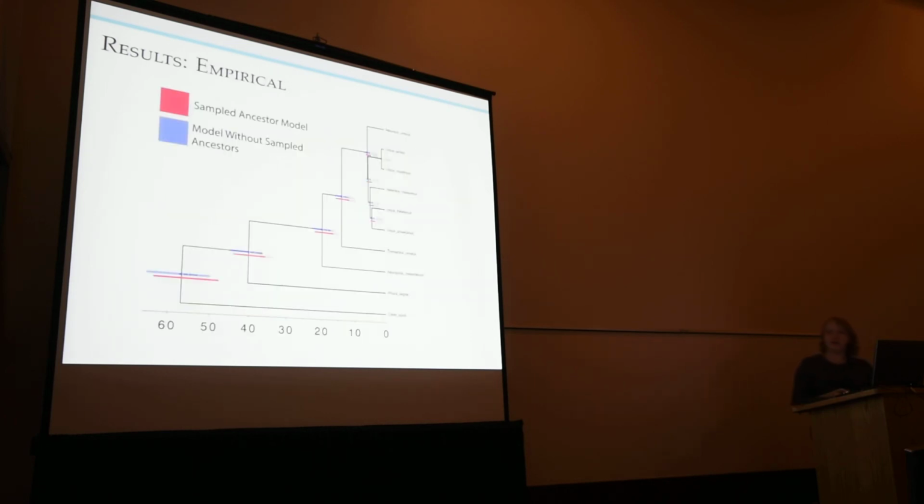When we look at some of the empirical data, what we find is that in blue are the HPDs for the models without sampled ancestors, and in red are the HPDs on the node ages for the sampled ancestors models. Okay, and we do find that the empirical data ends up being a little bit older, but not too much. That's probably related to the fact that their phylogeny is fairly sparsely sampled in the past.